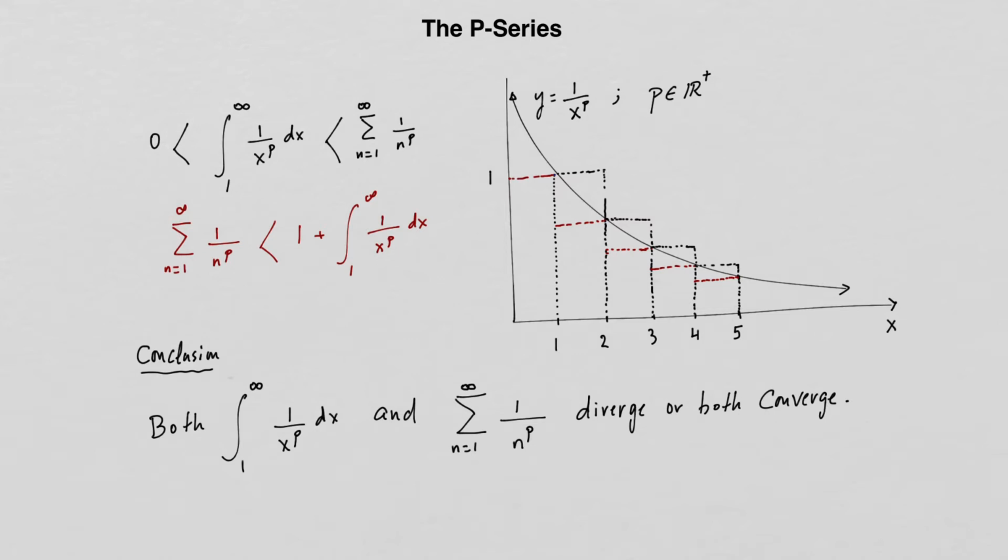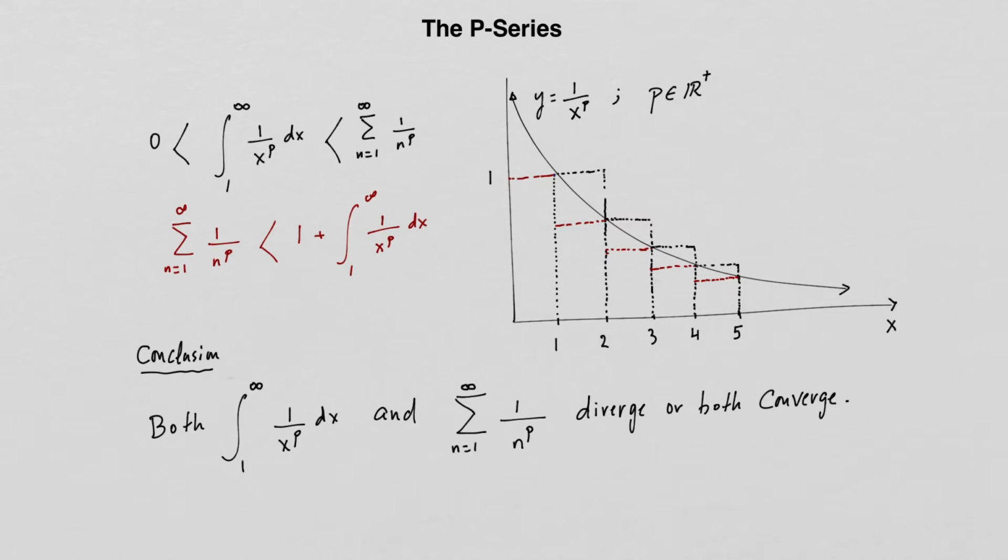What it tells me is that the series that we are interested in is stuck between this integral and this integral plus 1. What does that mean? It means that if the integral converges, has a sum, I should say, if this integral diverges, the series must diverge because it is bigger than the integral term by term.